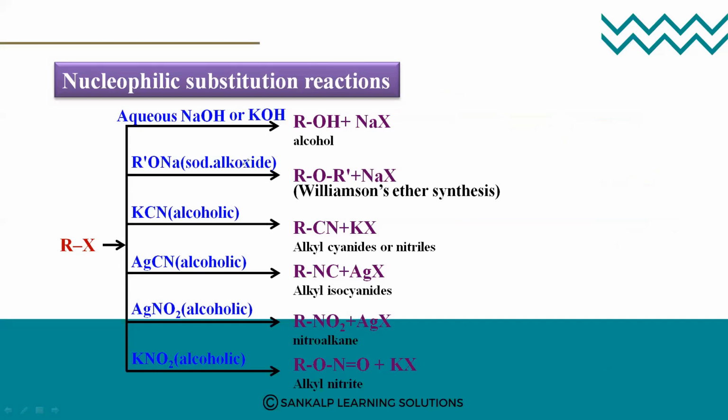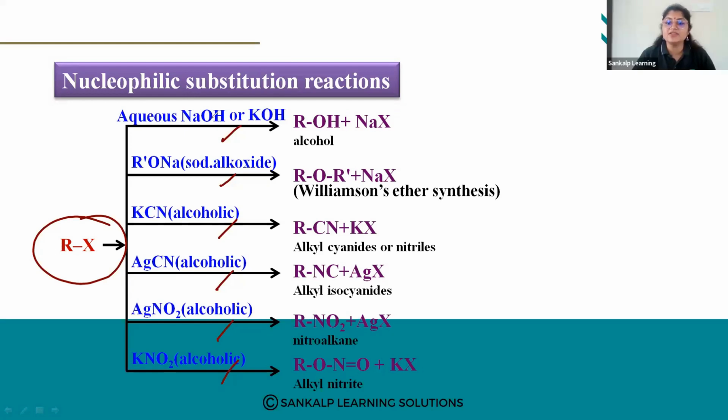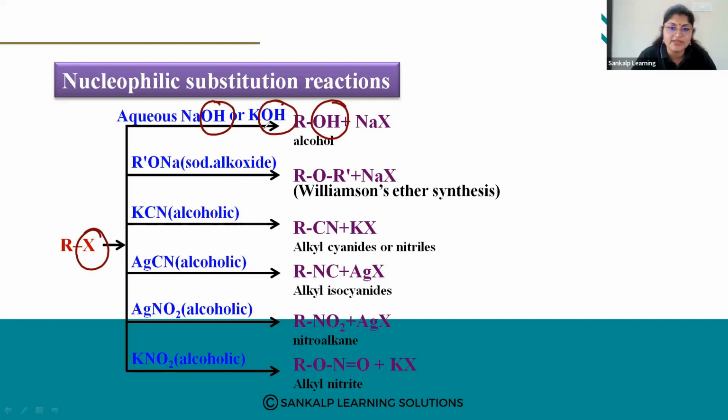So now, our starting reactant is alkyl halide. These are the different reagents which produce nucleophiles. So first is aqueous NaOH or KOH. Okay, aqueous NaOH or KOH is a base. So what is happening? The halide group is being replaced by the OH group. So the nucleophile which is produced here is OH minus.